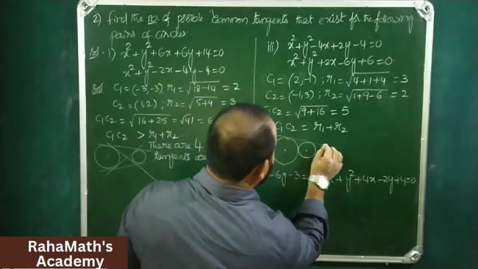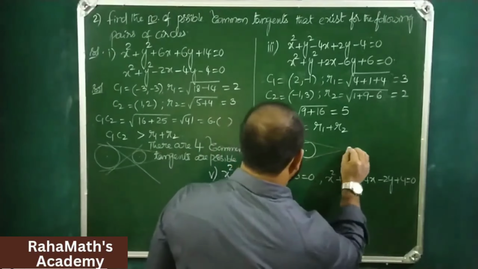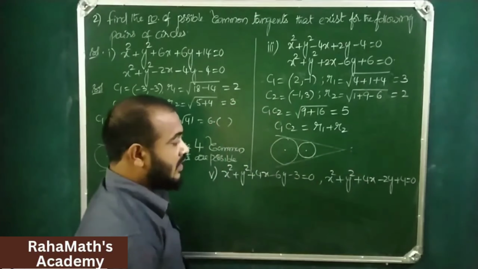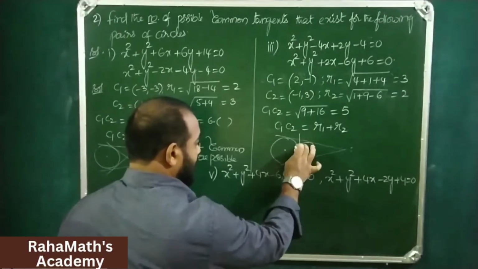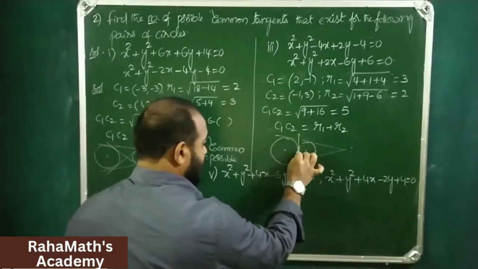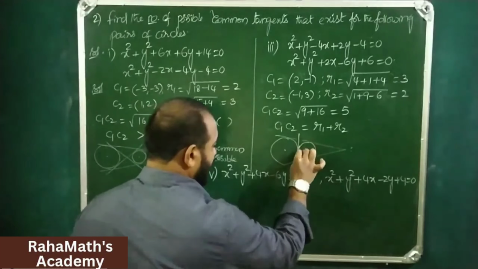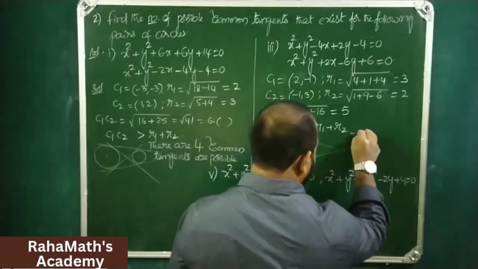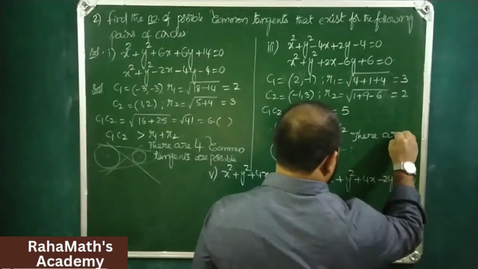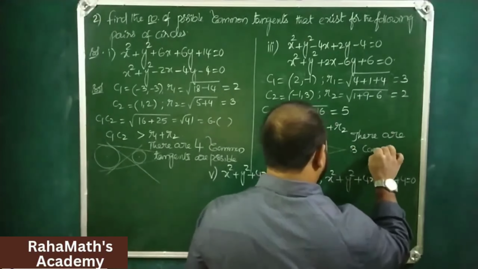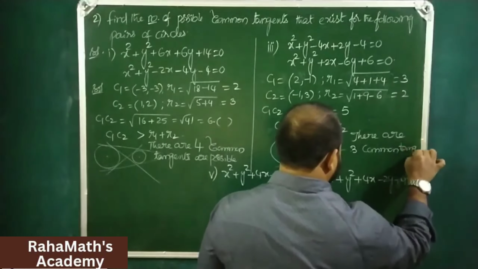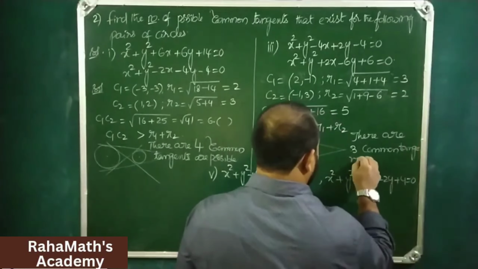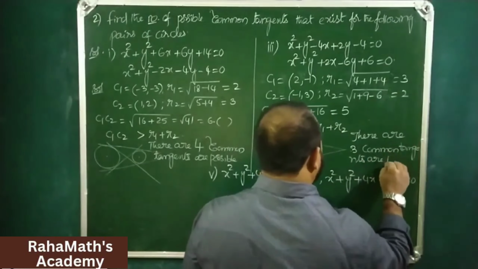So 1, 2. What are these two? These are two direct common tangents and one transverse common tangent. Therefore totally there are 3 common tangents possible.